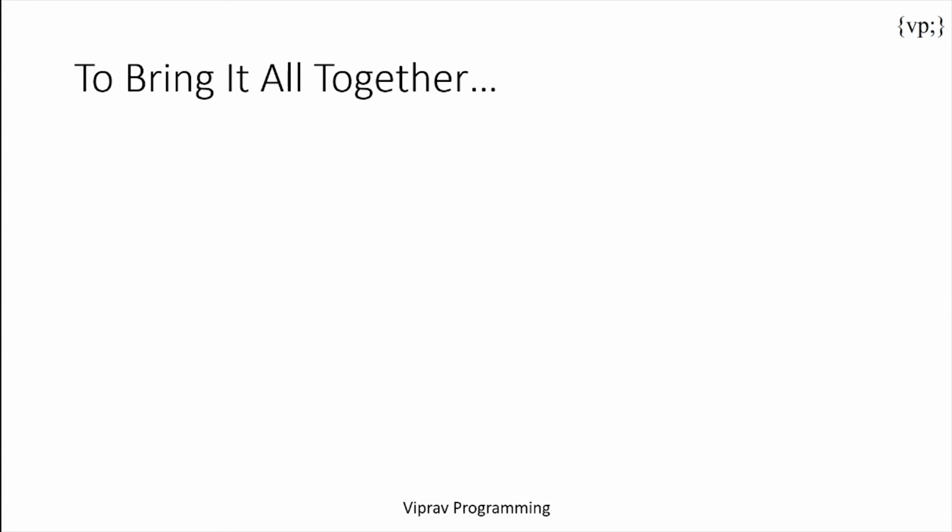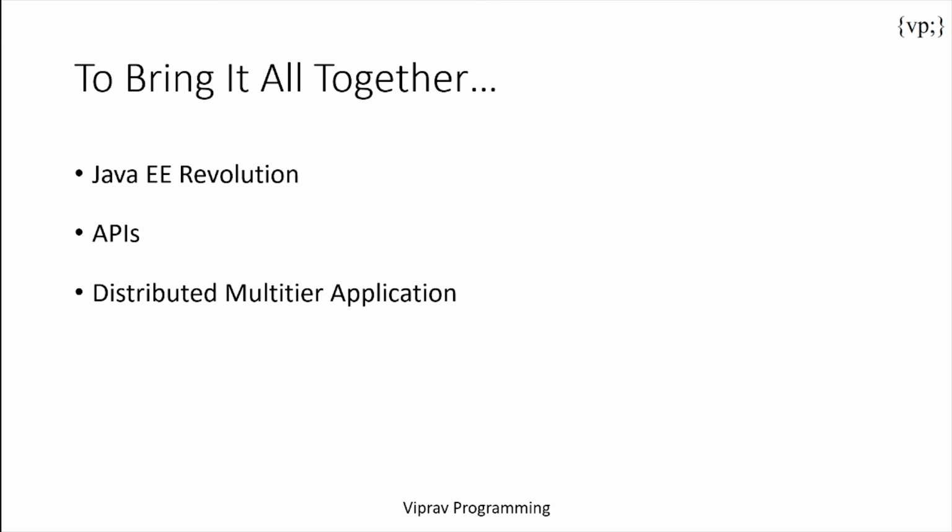So, to bring it all together, what you learned is how Java EE revolutionized enterprise application development, the APIs that make Java EE better than the rest, the distributed multi-tier application that makes up every single website in the world, and Java EE containers and their models.